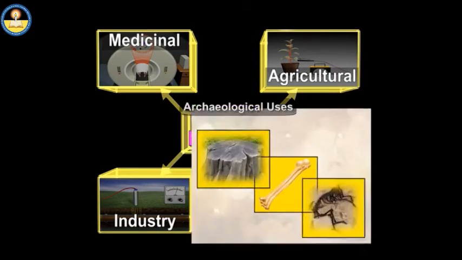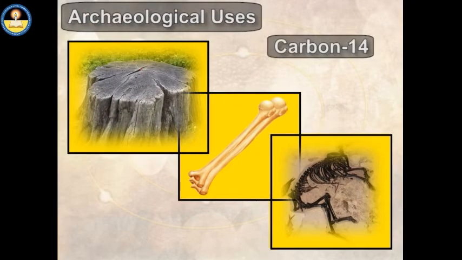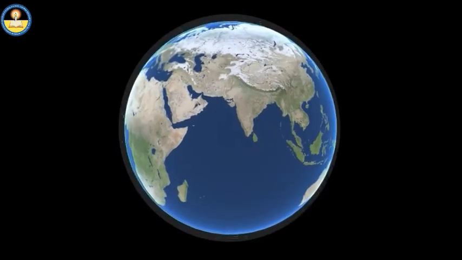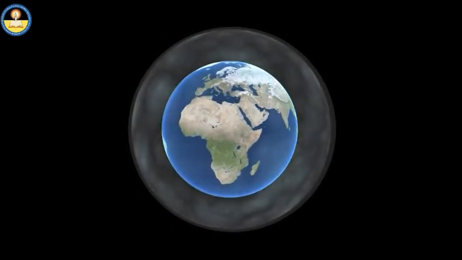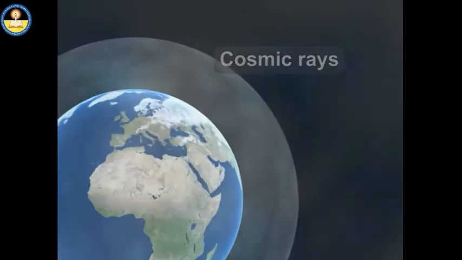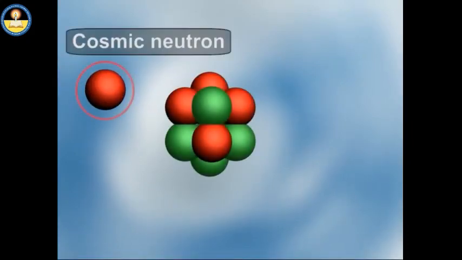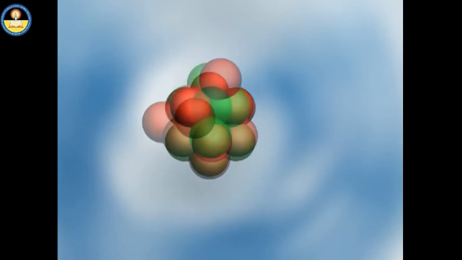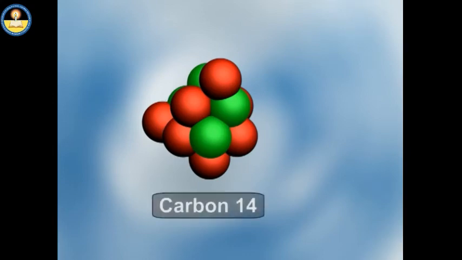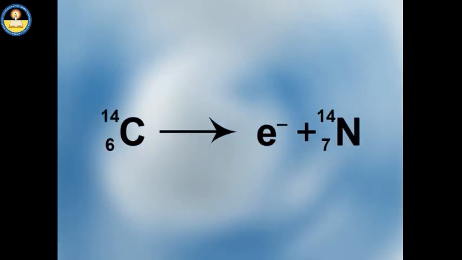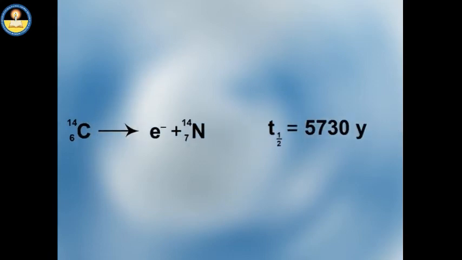We will now learn about the archaeological uses. Carbon-14 can be used to estimate the age of bone, wood, or fossil by measuring the fraction of carbon-14 it contains. The atmosphere is constantly being bombarded by a stream of energetic particles called cosmic rays. When a cosmic neutron hits the nucleus of nitrogen, the main component of the atmosphere, it transforms into the radioactive carbon isotope C14. This isotope in turn decays, emitting beta radiations with a half-life of 5,730 years.